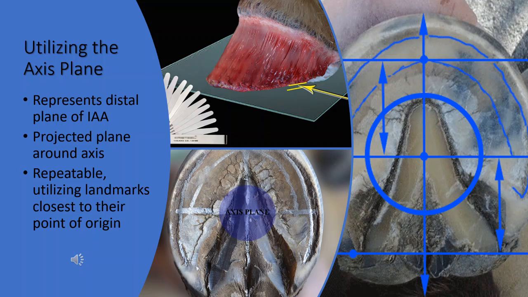You may recall that it is the relationship that P3 and the sensitive frog hold to one another that defines the live sole plane. By referencing the hoof's structures within this circle, you'll be able to envision a representation of the foot's live sole plane, defined as the axis plane by the method. The axis plane is a virtual representation of the foot's live sole plane.